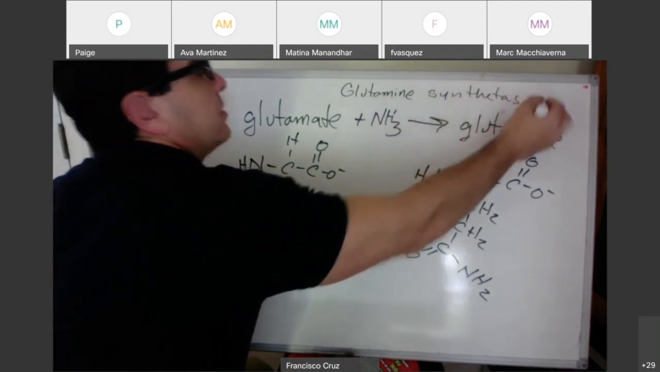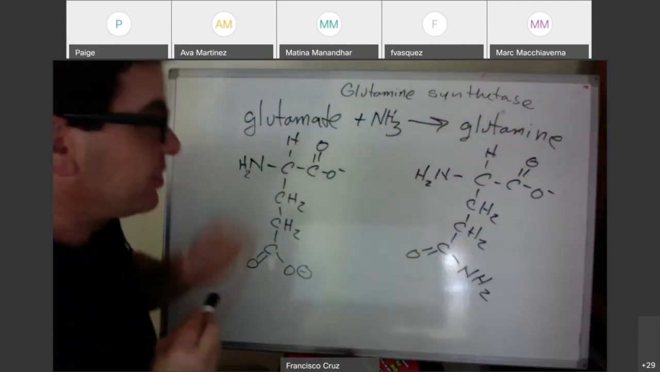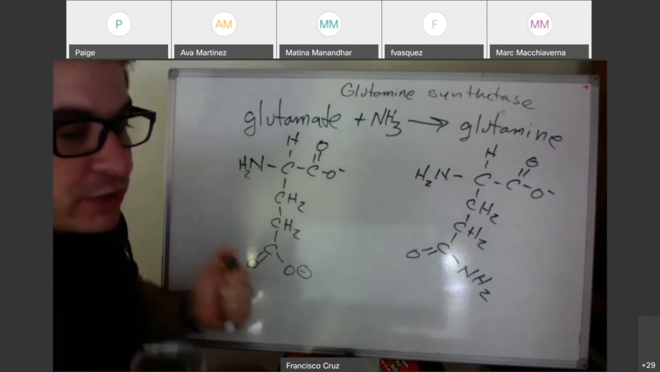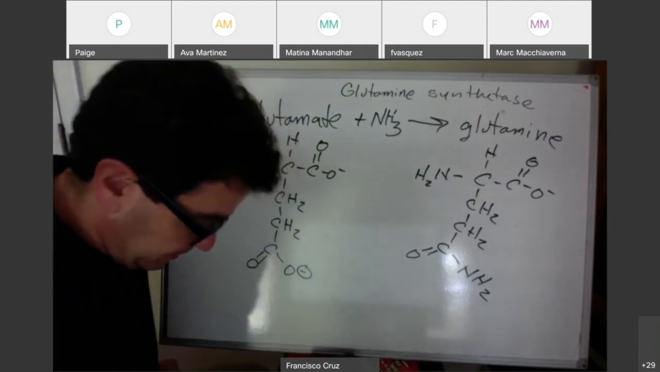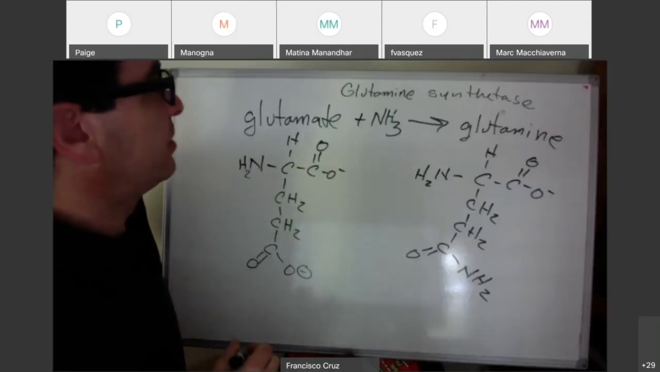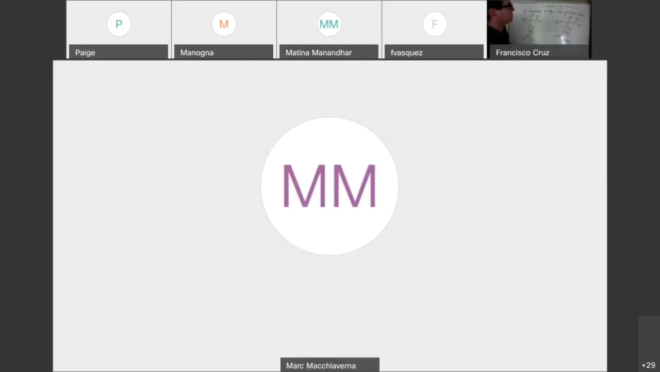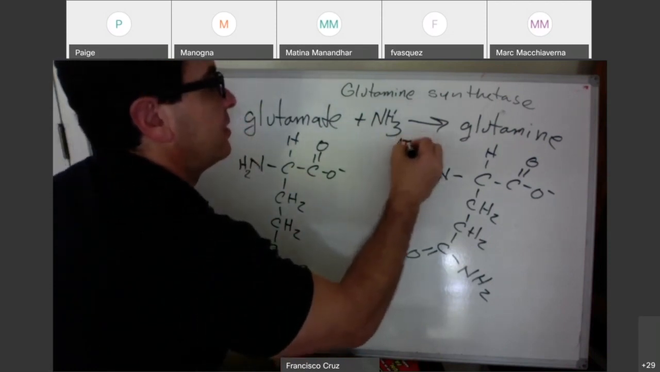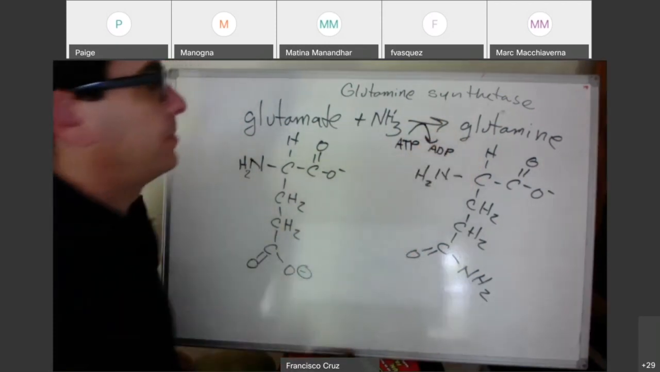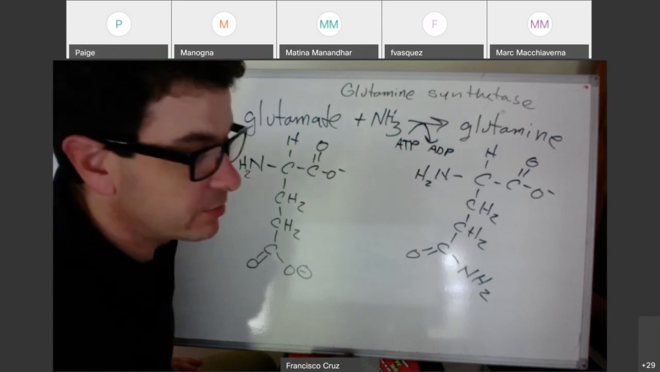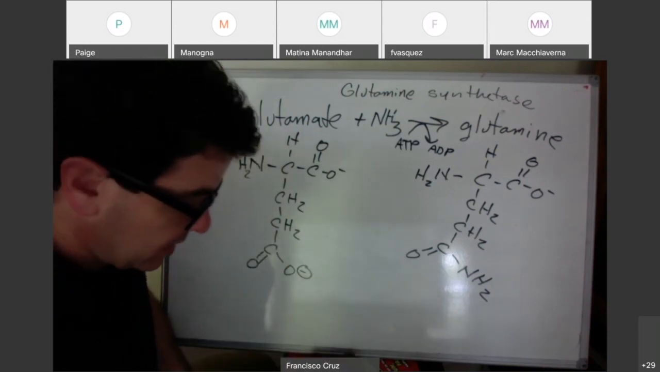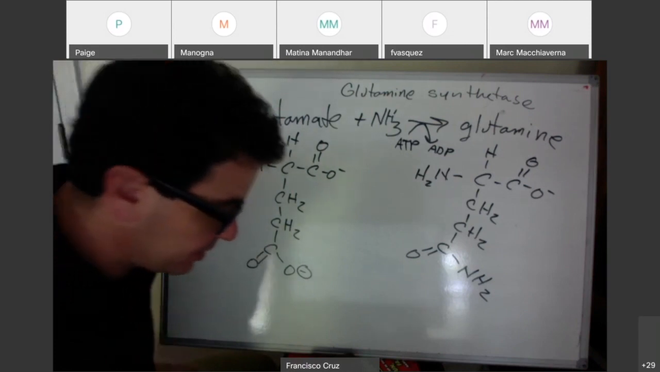So there's a substrate missing here. There's enough information on this board for you to be able to tell me what that is. Can anyone tell me what's missing? Glutamine synthetase. ATP? ATP. How'd you guys know that? Because it's a synthetase, and they require ATP. You have synthases and you have synthetases. Synthetase means it requires ATP hydrolysis. That's how you know. Kinases phosphorylate things. Nothing's being phosphorylated here. Not really.